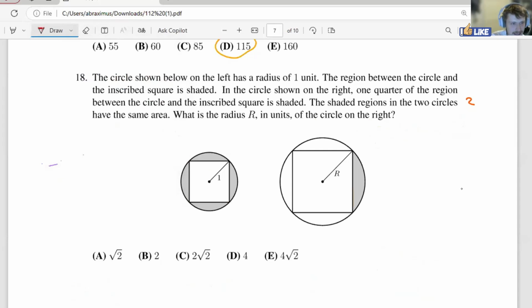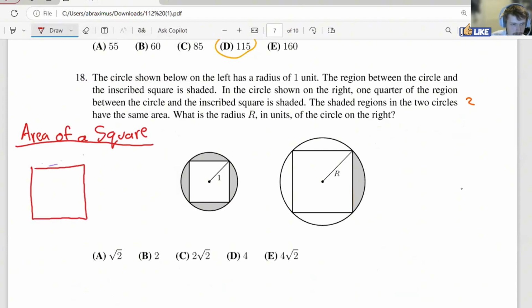So, we have area of a square. We're going to need this formula. Let's say we have a square with side length s and diagonal d. Then the area of the square is equal to s squared, but it's also equal to d squared over 2. This is a formula you get for free for now.